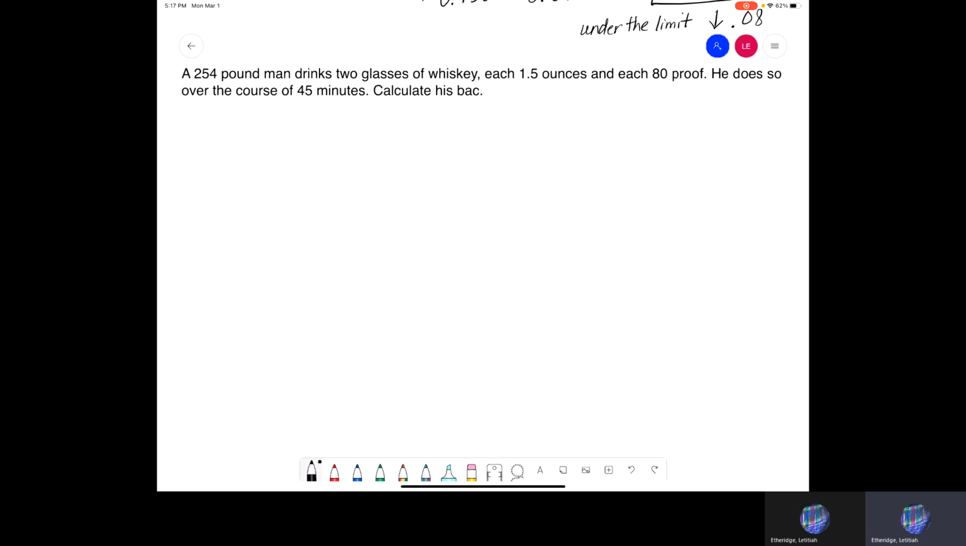All right, so we have a 250-pound man who drinks 2 glasses of whiskey. So let's highlight the important pieces of information. We have a 254-pound man, right? Man, that's important. It'll determine what R you use. My man had 2 glasses of whiskey.